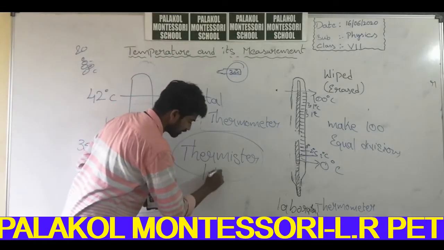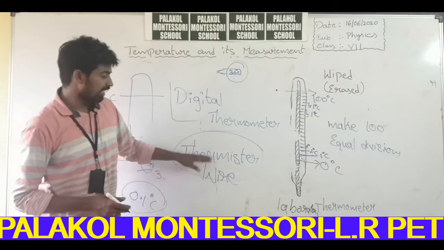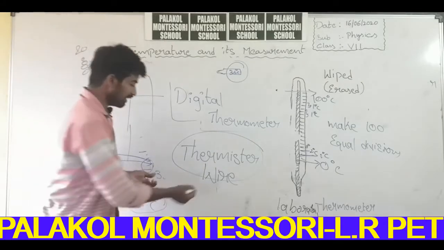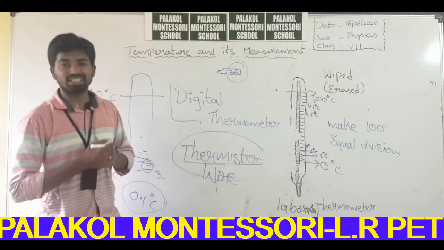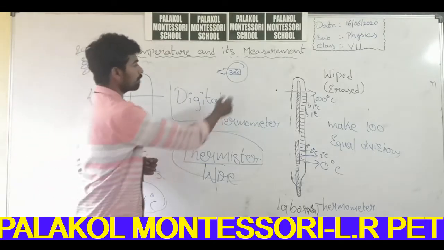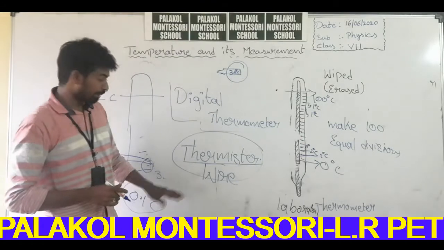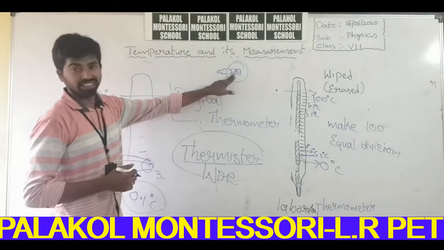This thermistor is nothing but simply a wire. The function of this wire is, whenever a temperature change is observed, this particular wire will generate current. Depending upon the amount of current produced, it will calculate the temperature.